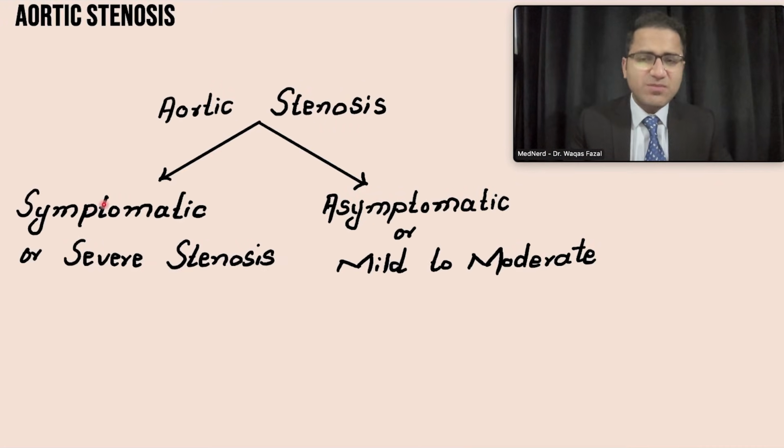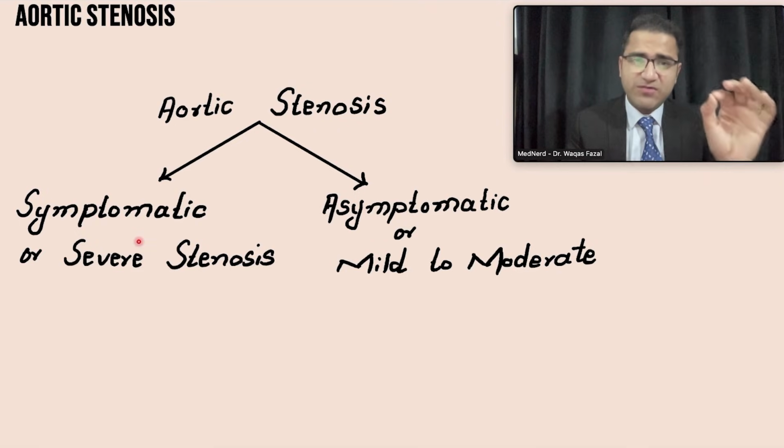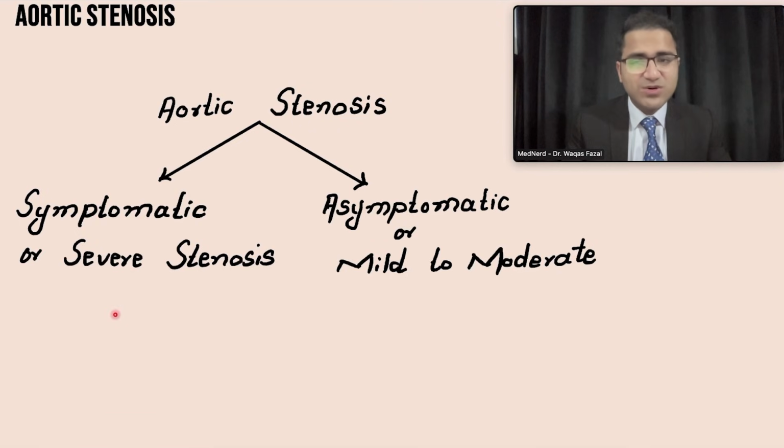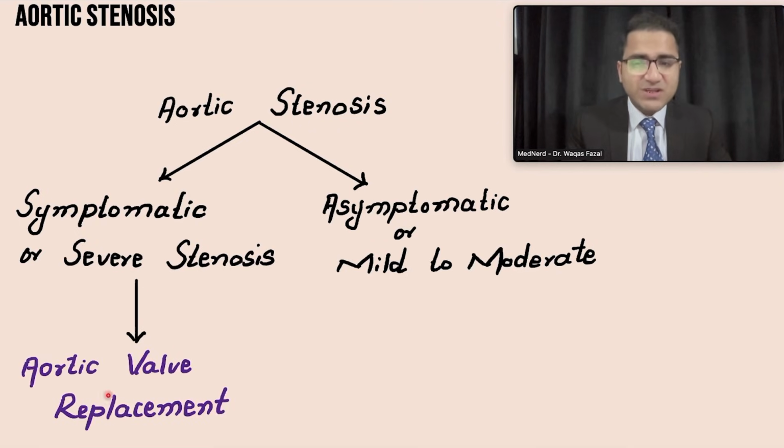In aortic stenosis, if the patient is symptomatic or the patient has severe stenosis, if the patient is having symptoms, that is a clear-cut indication that the patient must be referred for surgery for the replacement of the aortic valve. Aortic valve replacement should be done.